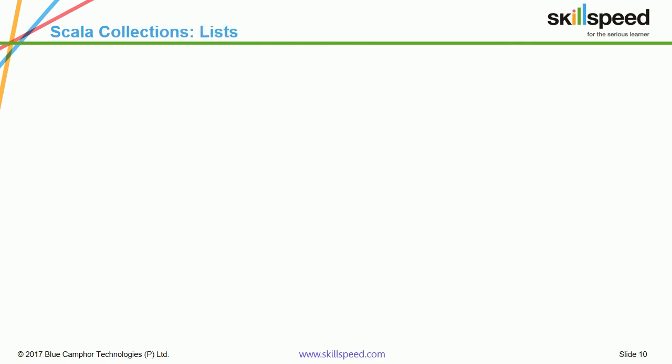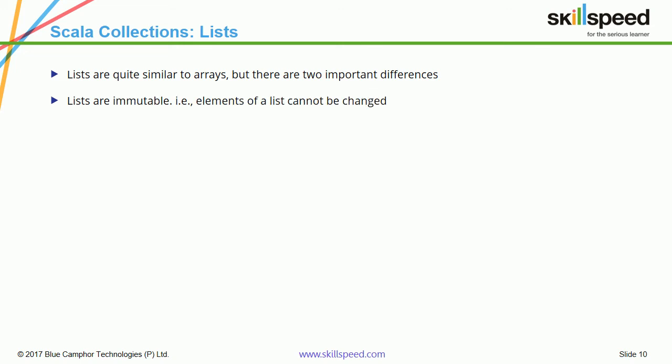Now the next type of collection is called a list. The list on first look will definitely deceive you, in the sense that a list is pretty much like an array. However, there are two key differences between a list and an array. First of all, lists are by default immutable. You cannot create a mutable list, which means you cannot update the elements inside the list. And lists have a recursive structure whereas arrays are flat.